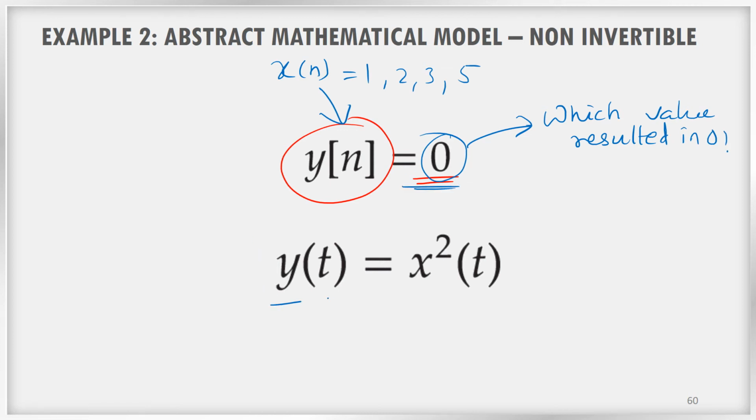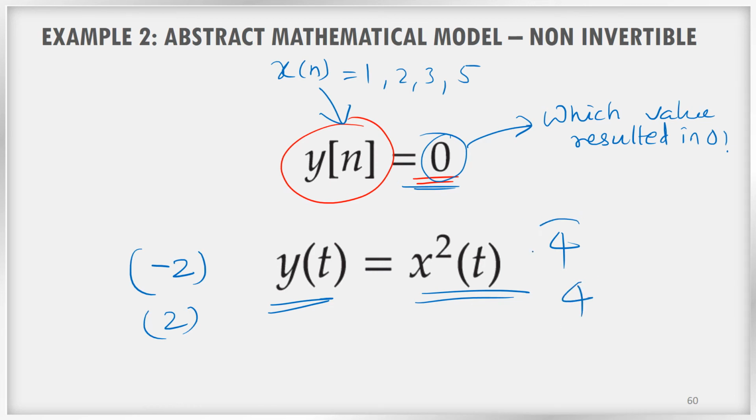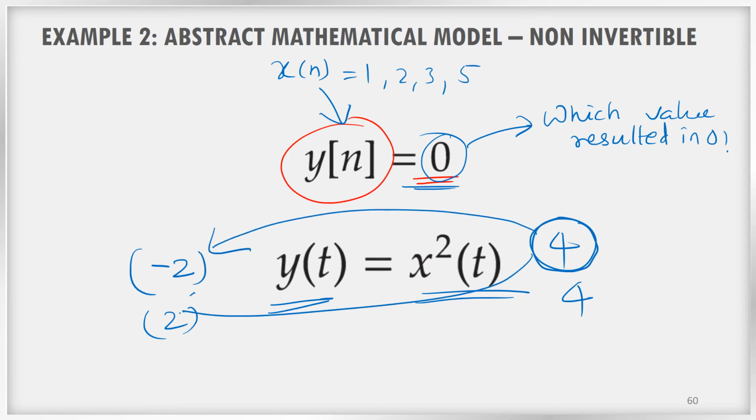Here is another example: y of t is equal to x squared of t. The relation is squaring here, right? If I give minus 2 volt, this will produce 4. If I give 2 volt, then also it will produce 4 volt. So I cannot predict whether it is minus 2 or plus 2 that created this output, and I cannot get back the input from the output in this case also. So this is another example of a non-invertible system.